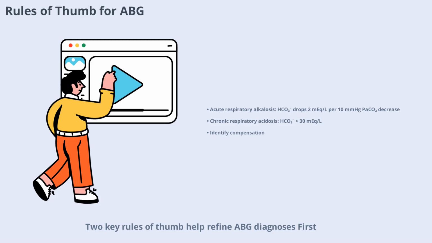Two key rules of thumb help refine ABG diagnoses. First, in acute respiratory alkalosis, a decrease in PaCO2 of 10 mmHg results in HCO3- decreasing by 2 mEq/L. If the change in HCO3- is greater, compensation has occurred. Second, to differentiate acute from chronic respiratory acidosis, HCO3- greater than 30 mEq/L suggests chronicity. These rules guide interpretation and help identify compensation.